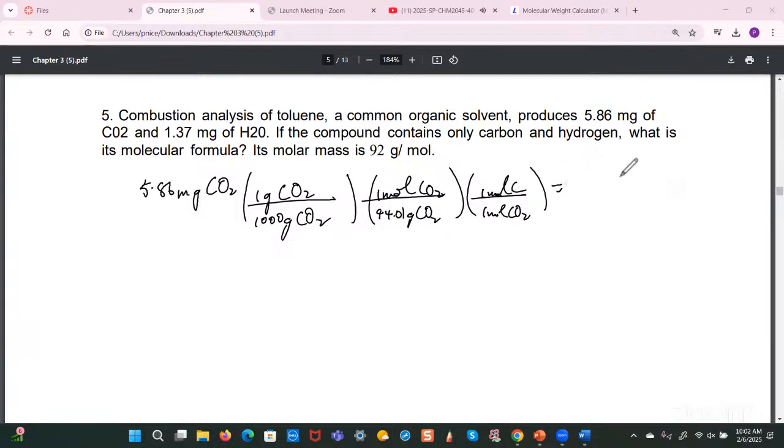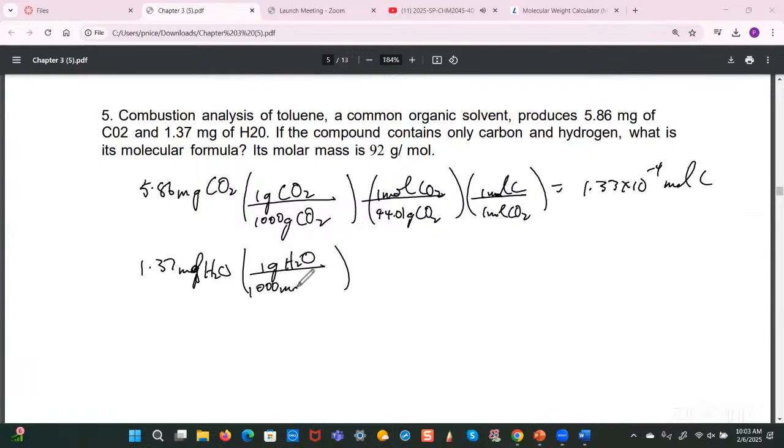And according to my calculation, this works out to be 1.33 times 10 to the minus 4 moles carbon. And then in the case of water, it's 1.37 milligrams of H2O. Again, converting to grams, so 1 gram of H2O above, 1,000 milligrams of H2O below. And then here we have the molar mass, so 1 mole of H2O above, and H2O would have a molar mass of 18.02 grams.